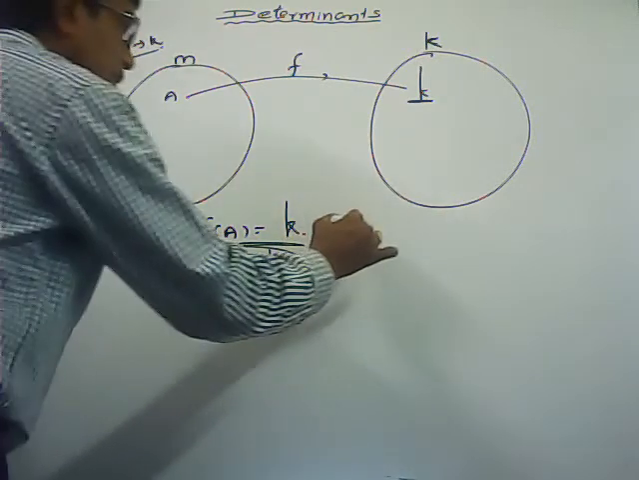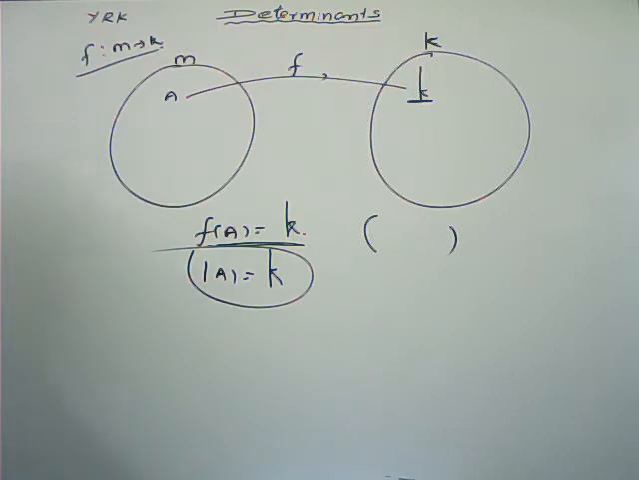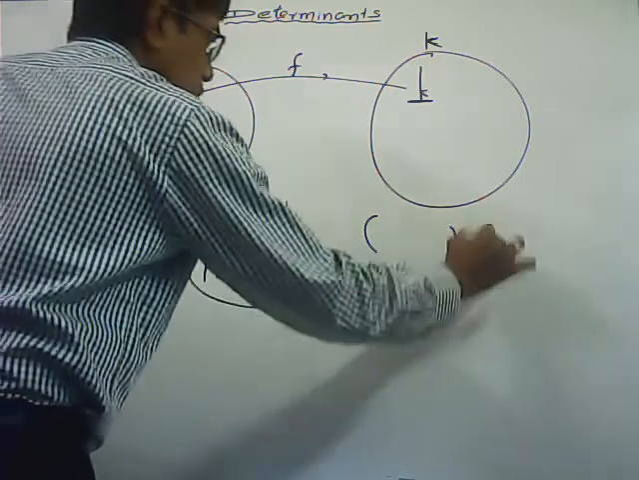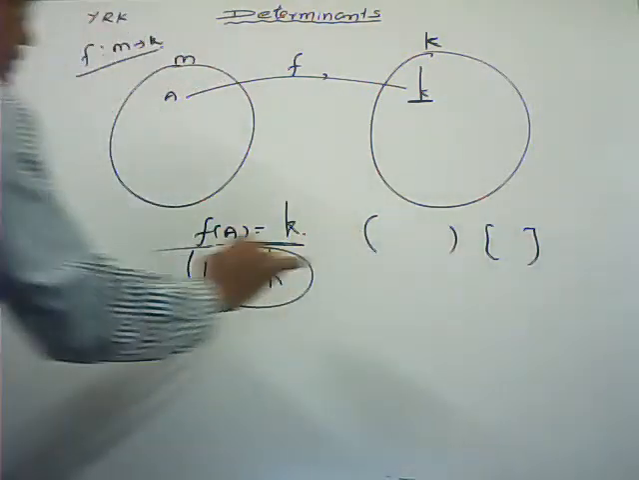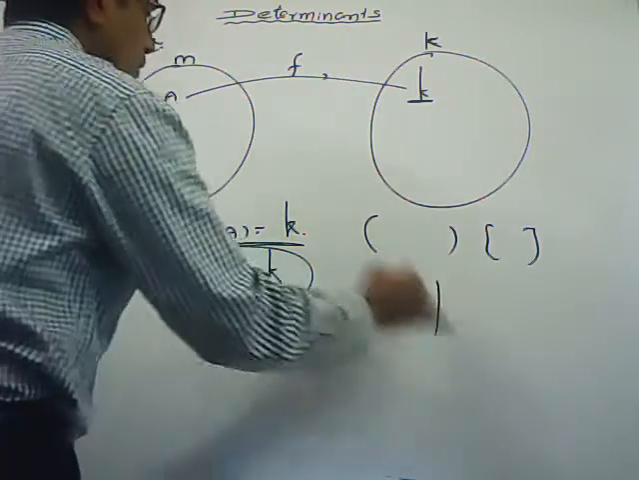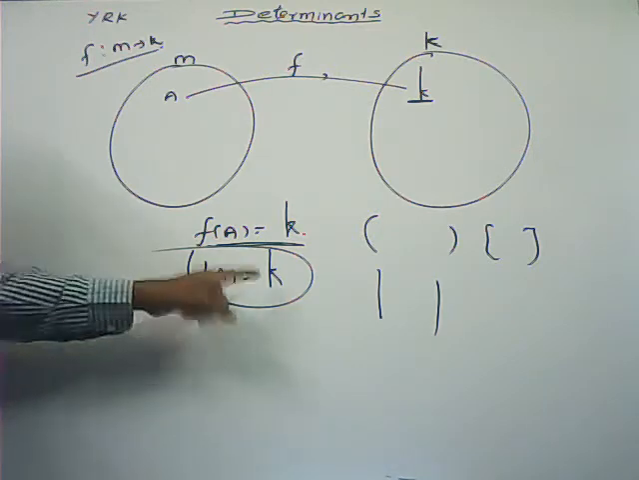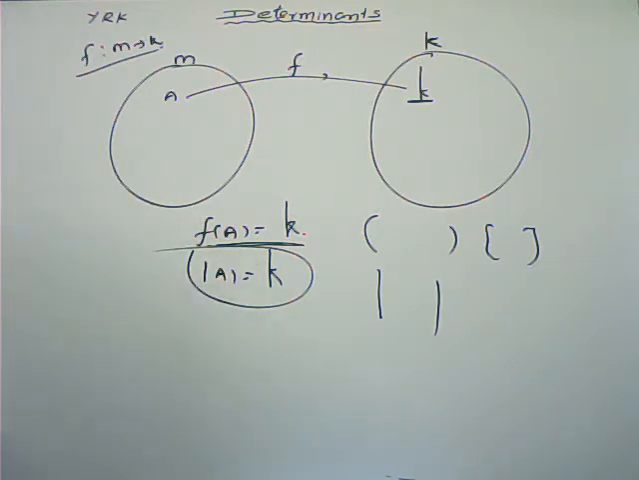Matrices are denoted by a rectangular arrangement enclosed by brackets, either open or closed brackets. But whenever we use the word determinant, we use straight lines only. Don't say modulus. This is the determinant of a matrix A, and every determinant of a square matrix is a real or complex value only.